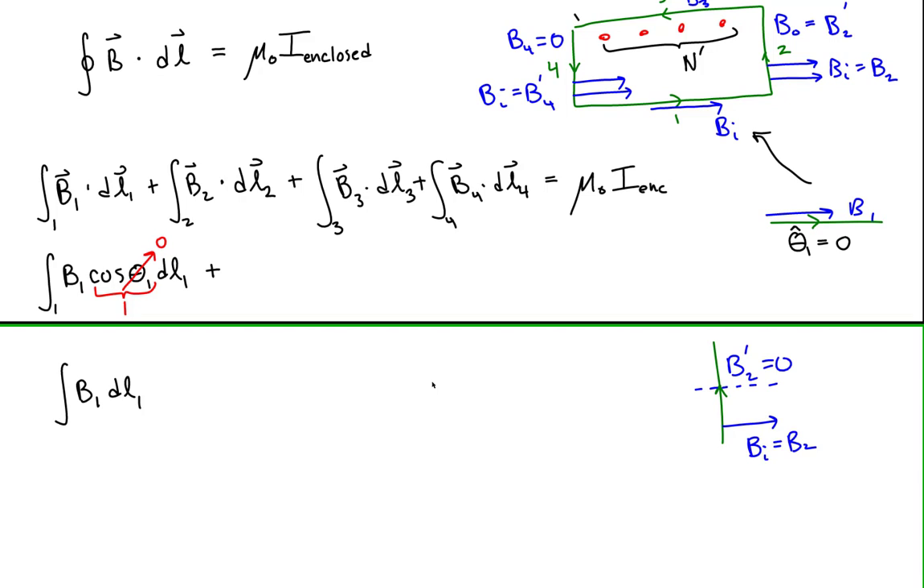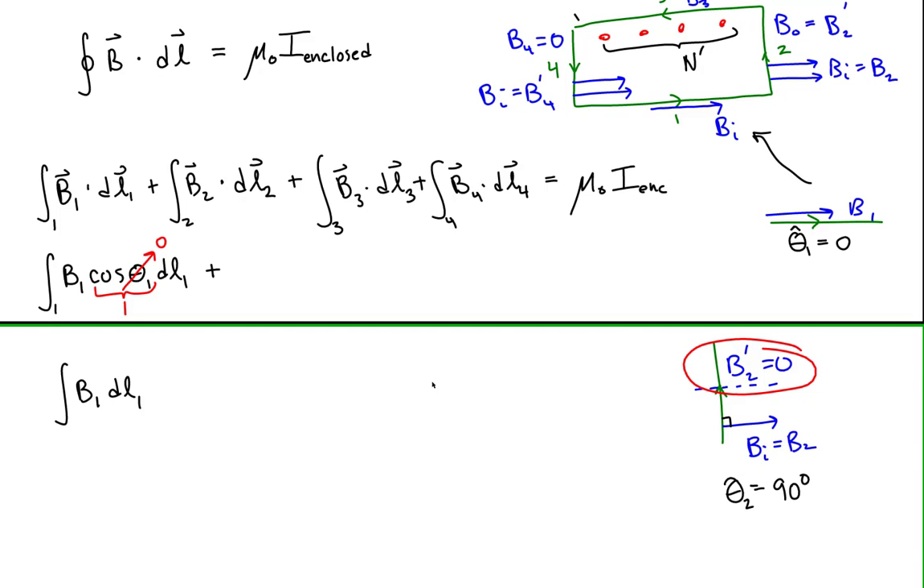Now, if we look at this bottom segment in which path 2 is perpendicular to the magnetic field, we can say that the angle between the magnetic field and path 2 is equal to 90 degrees. So here we have that our line integral integrating along segment 2 will either be equal to 0, because the dot product of 0 and our dl element will be 0.